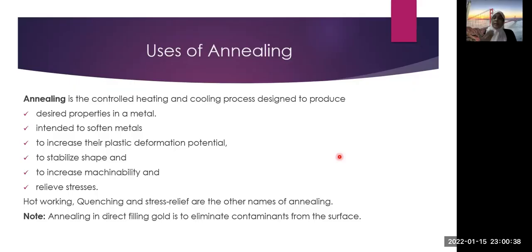So this annealing is otherwise called hot working or quenching, stress relief. So all these are other terms. You can call annealing hot working or quenching or stress relief. These are the various other words we use for the term annealing. However, when we deal with direct filling gold, the term annealing is used mainly to eliminate the contaminants from the surface of the gold metal. So that would be termed annealing in gold.